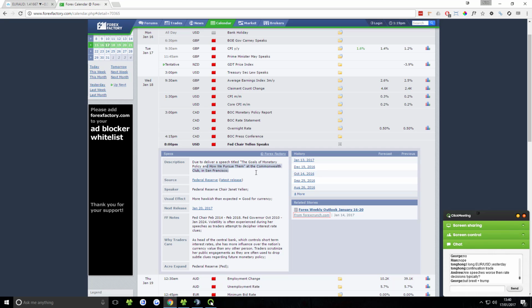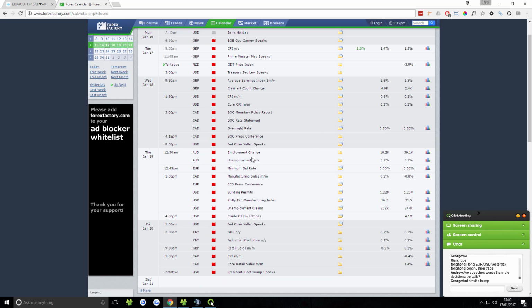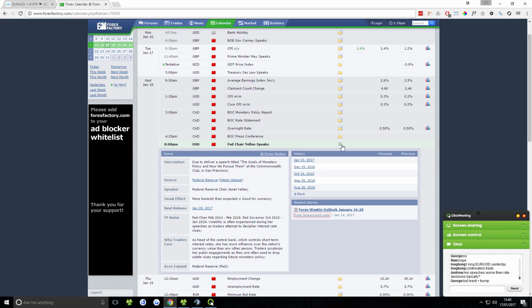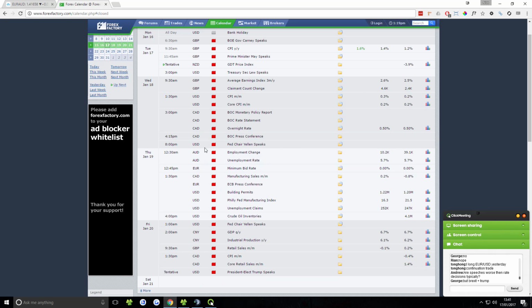The goals of monetary policy and how we pursue them. Yeah, this might move the market, so keep a close eye on it, but it sounds like it's just going to be a generic prepared speech, and there's no questions. Usually when a speech has a Q&A afterwards, it will list it on Forex Factory. So it will say audience questions, but it doesn't say that, so yeah, there might not be any questions. I wouldn't fully trust Forex Factory on this because I'm not sure what their sources are.